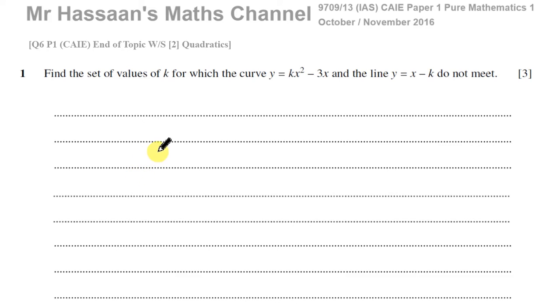So here we have a question that tells us to find the set of values of k for which the curve y equals kx squared minus 3x and the line y equals x minus k do not meet. So obviously k is a constant.